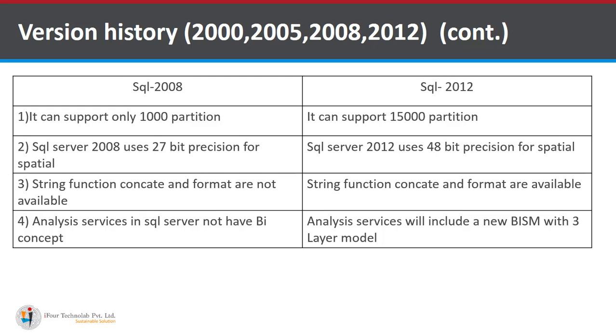SQL 2008 and SQL 2012. 2008 can support only 1000 partitions. 2012 supports 15,000 partitions. 2008 uses 27-bit precision for spatial, but 2012 uses 48-bit precision. String functions CONCAT and FORMAT are not available in 2008, but are available in 2012. Analysis Services in SQL Server 2008 does not have the BI semantic model concept. In 2012, Analysis Services includes a new BISM with a 3-layer model.